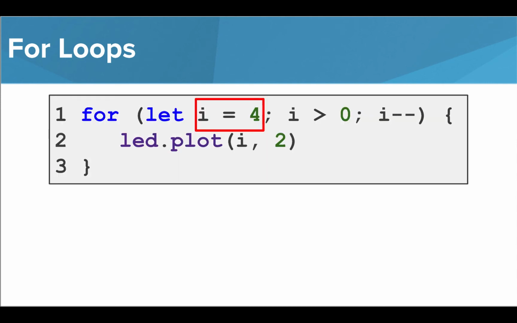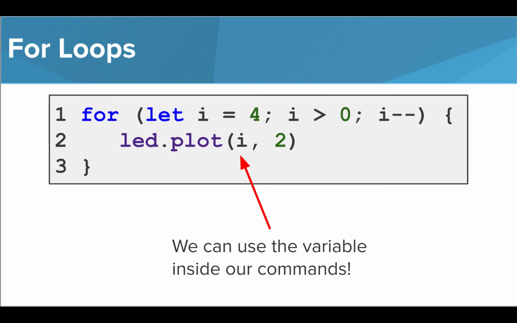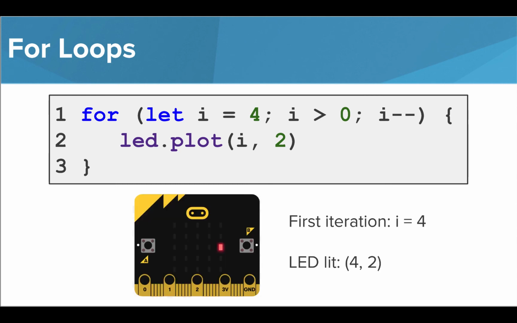If we had this for loop, our variable i is starting at 4, continuing while i is greater than 0, and subtracting 1 from its value each iteration. Every time the loop runs, the LED at coordinate point i, 2, is lit. On the first run, i has a value of 4, so the LED at 4, 2 is lit. i then loses 1, so it has a value of 3, which is greater than 0, so the code runs and LED 3, 2 is lit.